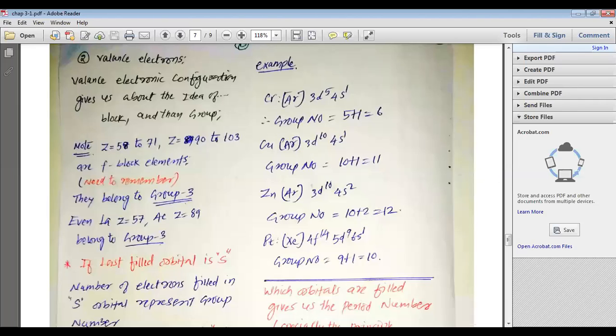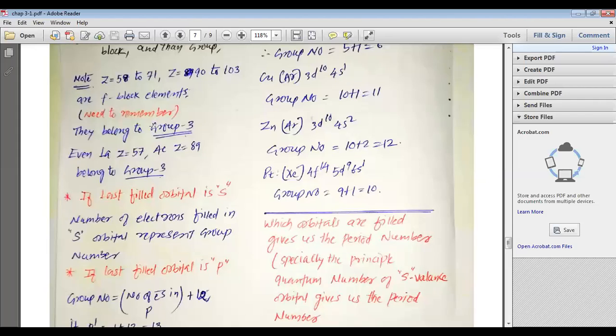Even both the elements, lanthanum and actinium, also belong to group number 3. I have made a mistake. The group number for the lanthanoids and actinoids would be 3. At the same time, the group number for lanthanum and actinium would also be 3, my dear students. Now we should study how we come to know about the group and the period of the other elements.